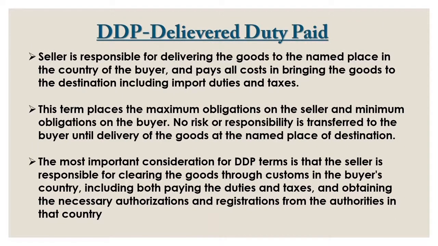Next is DDP, which is delivered duty paid. Seller is responsible for delivering the goods to the named place in the country of the buyer and pays all costs in bringing the goods to the destination, including import duties and taxes. The seller is not responsible for unloading. This term places the maximum obligations on the seller and minimum obligations on the buyer. No risk or responsibility is transferred to the buyer until delivery of the goods at the named place of destination.